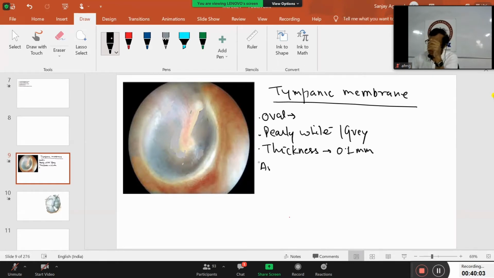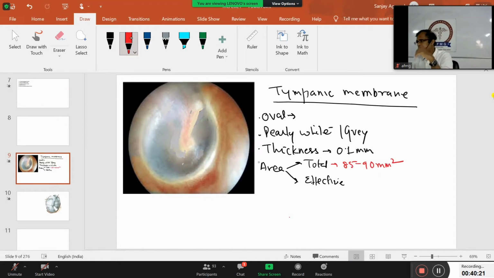Area. Now, when you talk about area, there are two questions: total area and effective area. So, total area is how much? 85 to 90 millimeters square is the total area. So, what do I mean by effective area? Effective area is the one that actually does the function. So, the whole is not useful, only a part of it is useful. So, that effective area is 45 to 55 millimeters square.